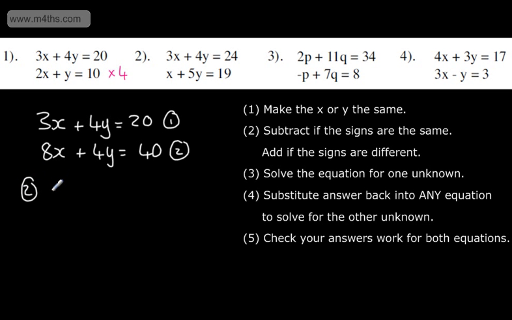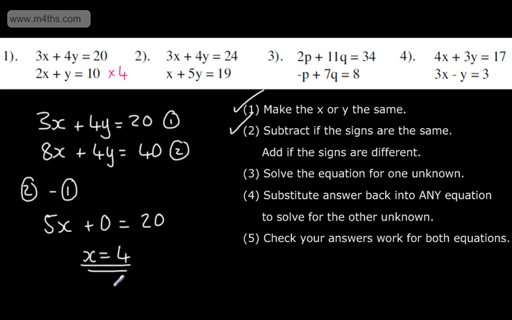What I'm going to do here now is subtract. The y's are the same, the signs are the same, so we've done the first part, and I'm going to subtract. This time I'm going to do 2 minus 1 to avoid the negatives, but you can do 1 minus 2. So 8x minus 3x is 5x. 4y minus 4y is going to give us 0. 40 minus 20 gives us 20. 5x is 20, so x is 20 divided by 5, which gives us 4.